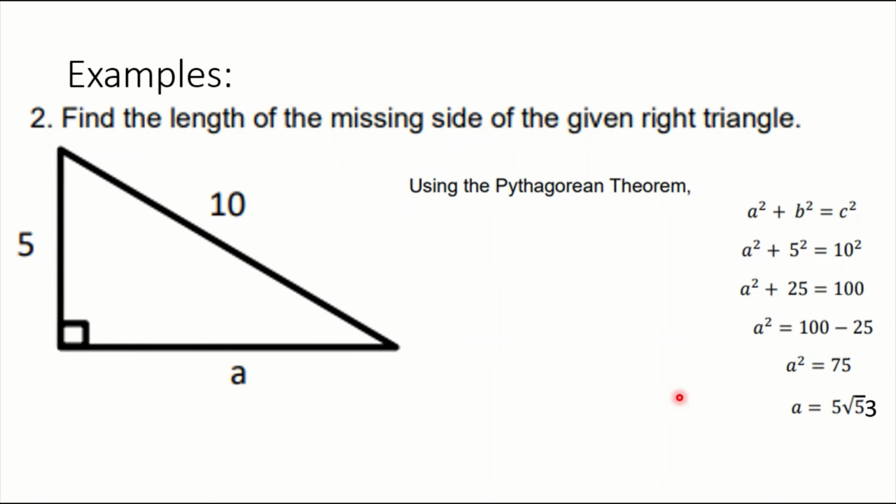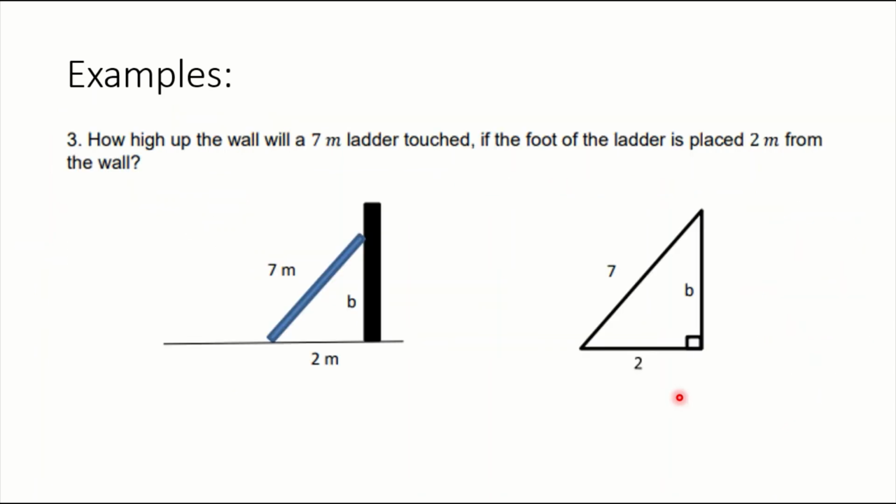Okay? Another question. How high up the wall will a 7-meter ladder touch if the foot of the ladder is placed 2 meters from the wall? So, isipin mo, meron daw ladder at meron ding pader. Okay? Gaano daw po kataas yung pader kung may sumandal sa kanyang 7-meter na ladder? At yung layo ng ladder dun sa wall ay 2 meters. So, this is the exact position and illustration.